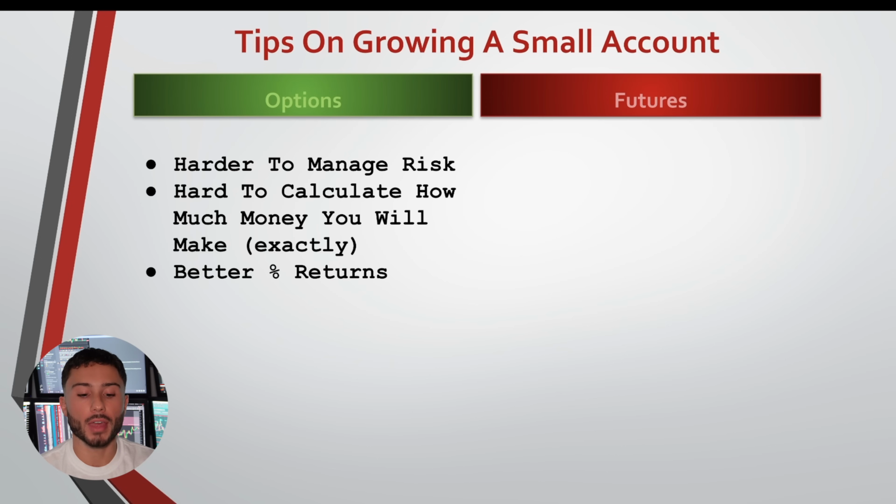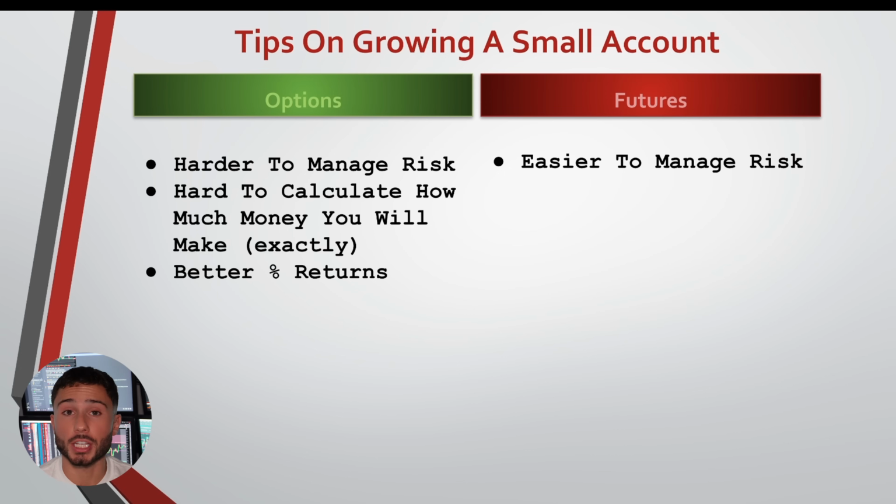However, the pro of this is they offer better percent returns. You're not going to find 1,000% return in 20 minutes trading 0 days to expiration SPX contracts like you would on futures. However, with higher reward comes higher risk. With futures, it's much easier to manage risk, and that's something beginner traders really struggle with, is managing risk.